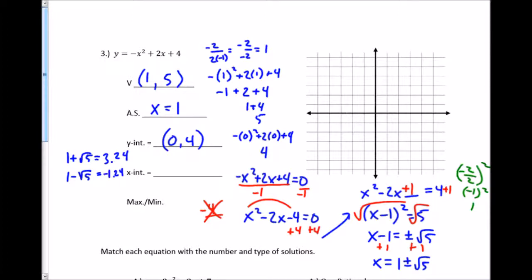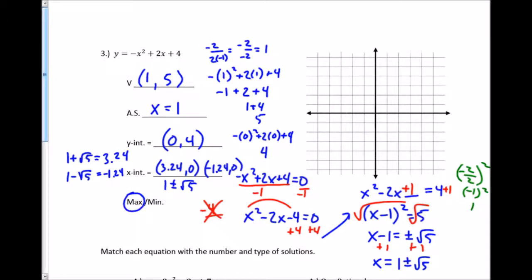So really, when I'm graphing these, I probably want to think of these as 3.24, comma 0, and then negative 1.24, comma 0. Because that's what's really helpful when I'm graphing this. If you have this written down as 1 plus or minus the square root of 5, that's absolutely an acceptable answer. I just want something that's going to help me graph. The a value is negative, which means this thing opens down, which means I have a maximum on my hands.